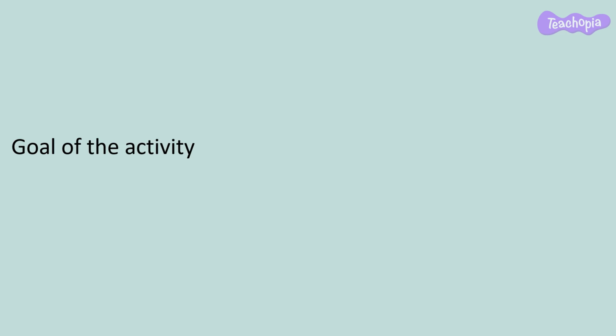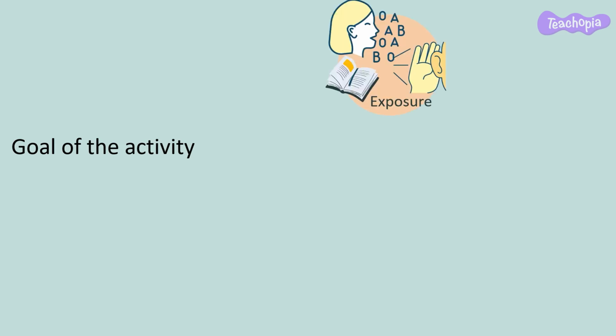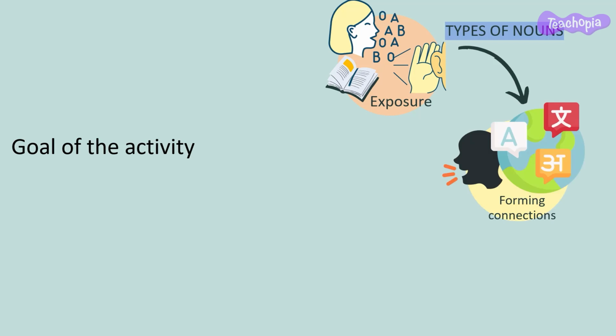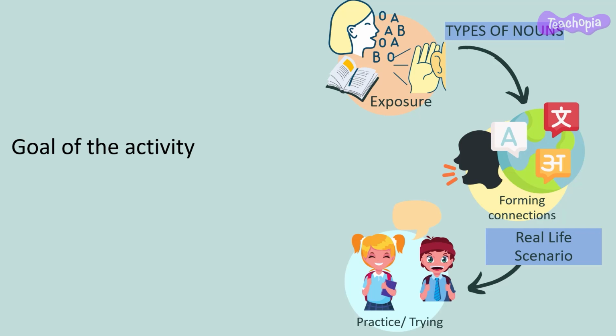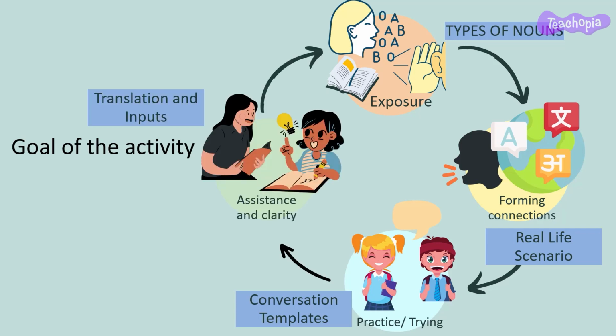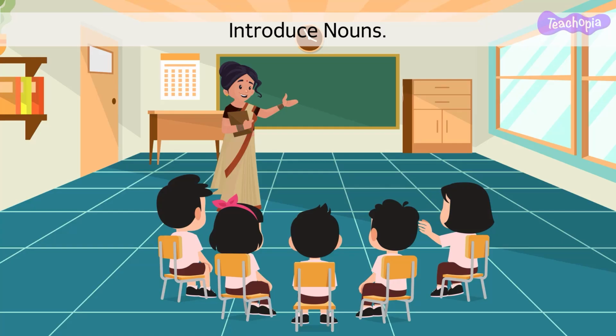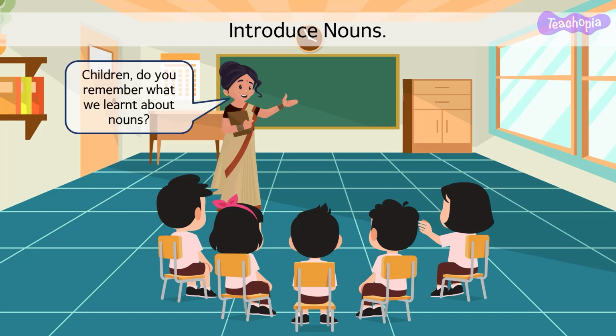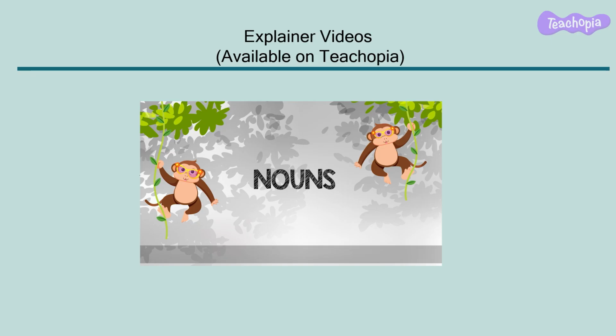The goal of this activity is to expose learners to the types of nouns, to help them form connections with nouns through real-life scenarios, to give them conversation templates to practice asking questions and giving responses regarding nouns, and assist them with input and translation when required. Before you do this activity, ensure you have introduced learners to the basic concept of nouns. Children, do you remember what we learned about nouns? Use the help of resources such as this video explaining the basic concept of nouns on the Teachopia app.